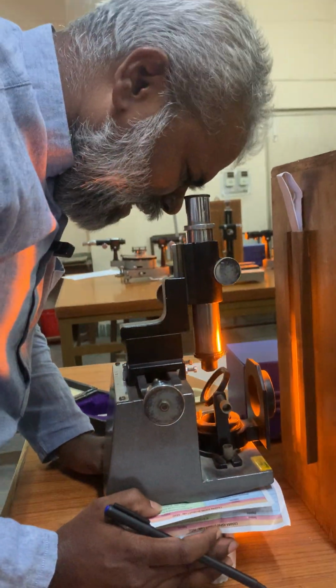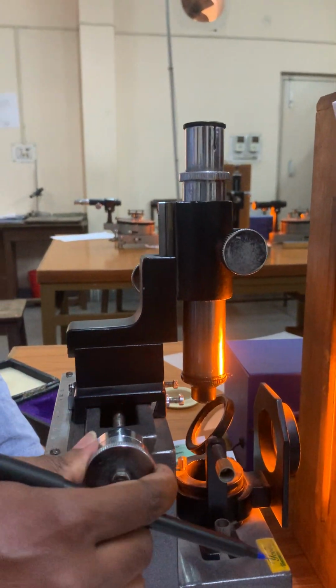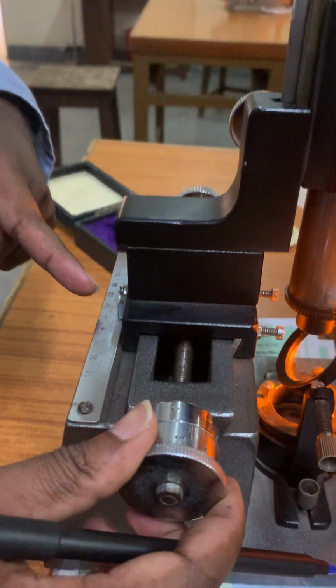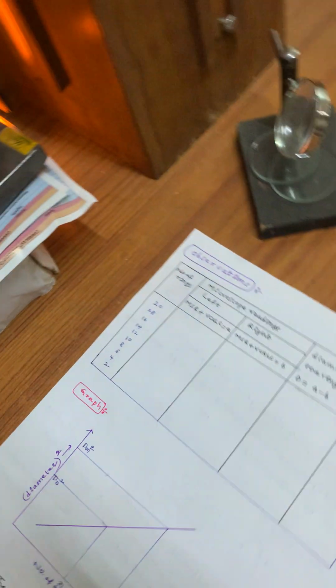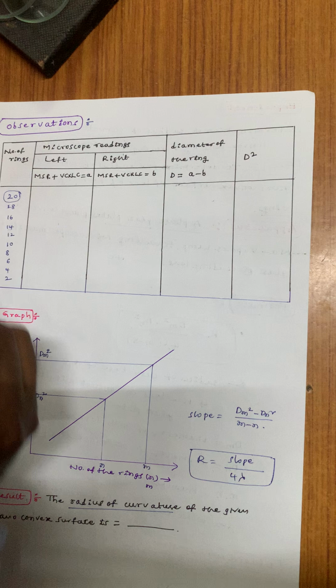So now we have to adjust. This is the screw. You have to move it, so this scale is moving. Now you have to take the readings. How do you take the readings? Once you see the number of readings, you adjust. At reading number 20 you have to take.